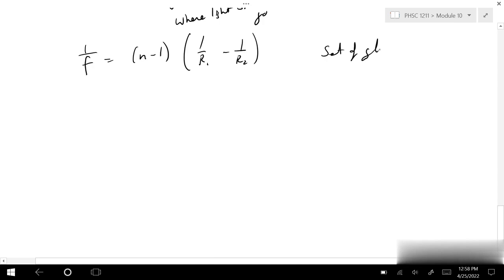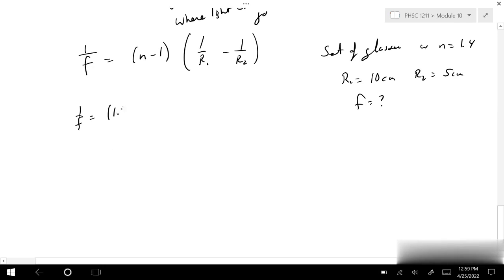And let's say that I have a set of glasses with N equal to 1.4. And my radius 1 is equal to 10 centimeters, and my radius 2 is equal to 5 centimeters. Okay, so what is my focal point? So for these types of problems, I'm going to have to give you the values, and it's really just plug and chug. There's not a whole lot of interpretation.